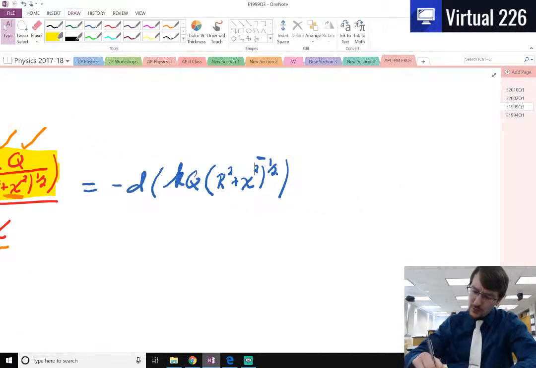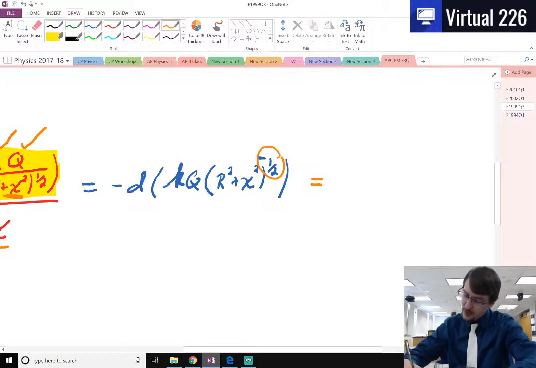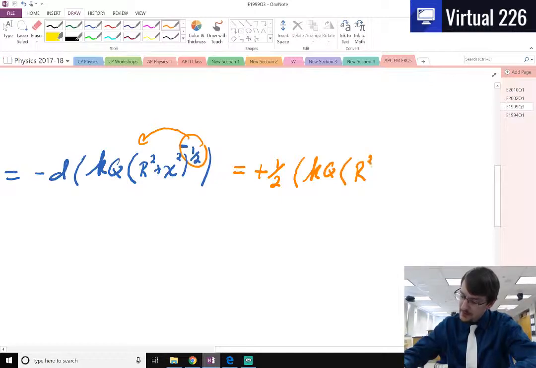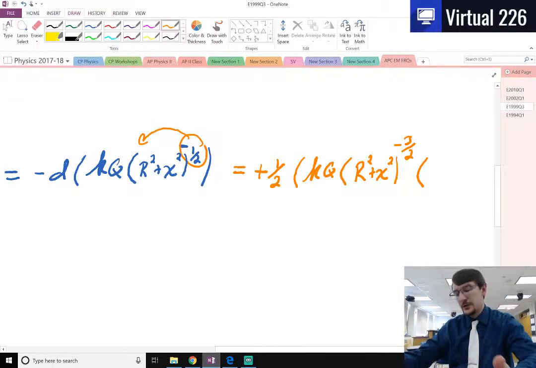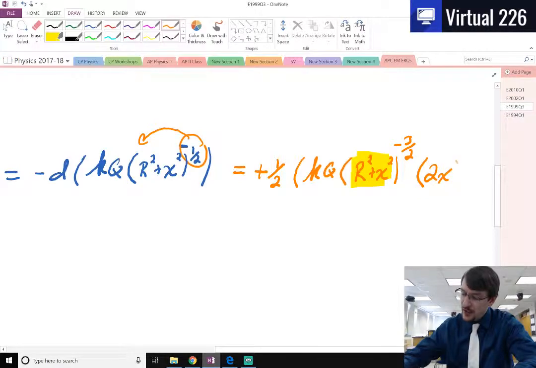So now, when I go to take this derivative, I can see that I get, well, taking my power and pulling it down in front, negative times negative 1/2. There's my kq. Here is my quantity, r squared plus x squared, minus 1 from that exponent, so negative 1/2 minus 1 is negative 3/2, and then multiply that by, using the chain rule, the derivative of what was actually in our quantity as well. R is a constant here, so the derivative of any constant is just 0, but the x squared is going to become 2x for us.